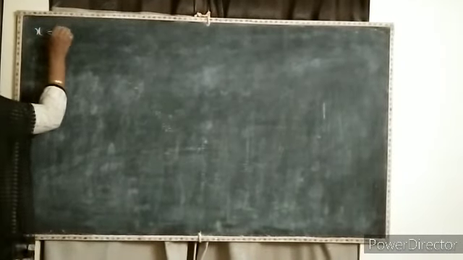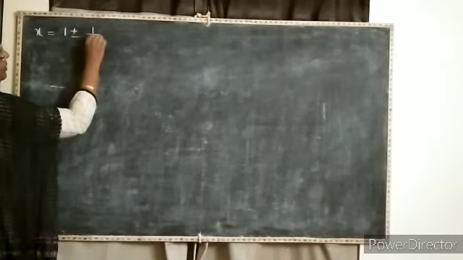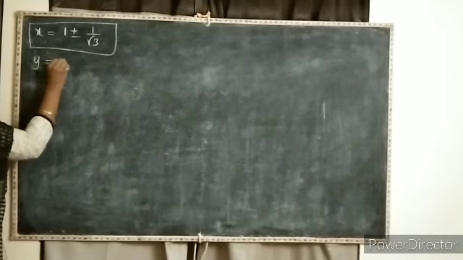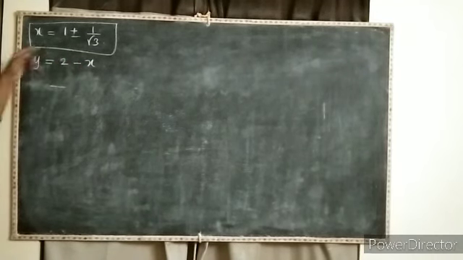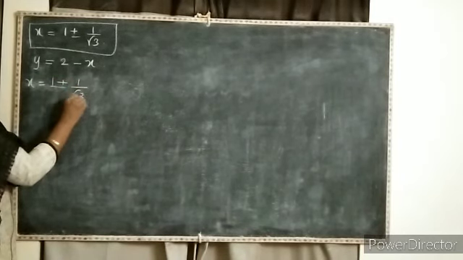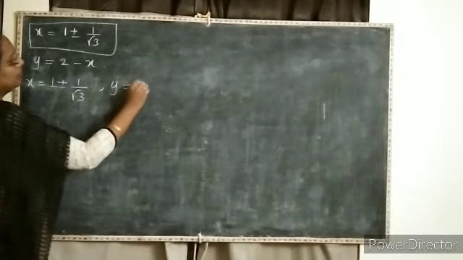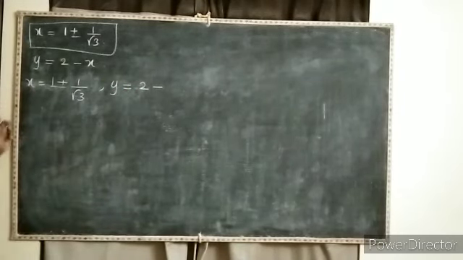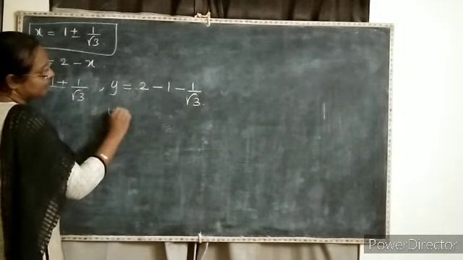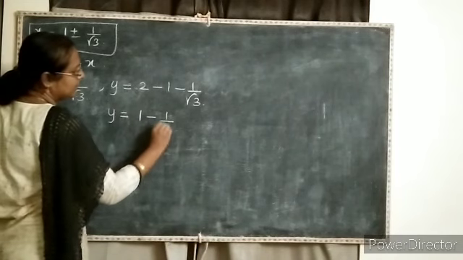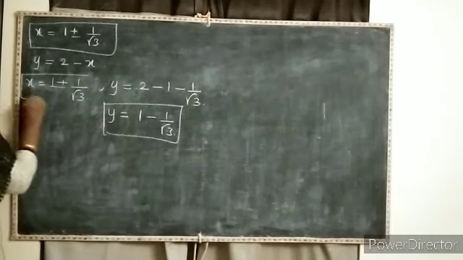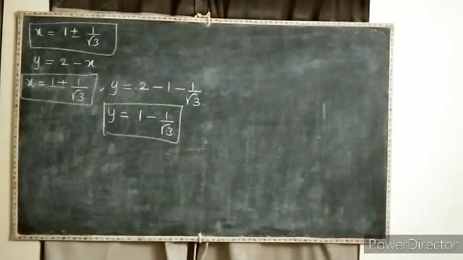Now we know x is equal to 1 plus or minus 1 by root 3, isn't it? Now I am going to find the value of y. We know that y is equal to 2 minus x. Now I am going to substitute the value of x, first value 1 plus 1 by root 3. Therefore y will be equal to 2 minus the x value. So 2 minus 1 divided by root 3. So what will be y? y is equal to 2 minus 1 is 1, 1 minus 1 by root 3. See, now look into this. I got the value of y after substituting x is equal to 1 plus 1 by root 3.